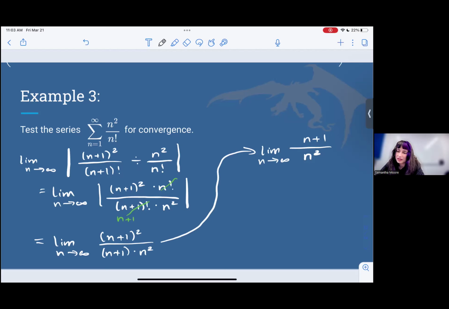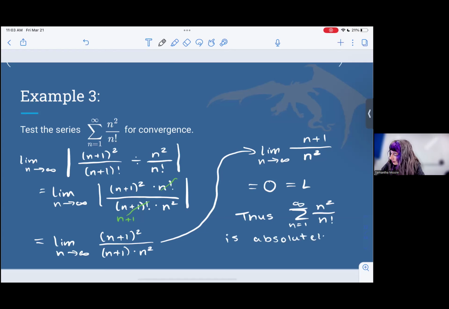And again, we can do L'Hopital because we've got infinity over infinity, or we can think through our pre-calc knowledge. I've got a lower power in the numerator. So the limit as n goes to infinity is going to end up equaling 0. So our L in this case is 0. Again, think back to what the ratio test says. If L is less than 1, we get to conclude that our series is absolutely convergent by the ratio test.